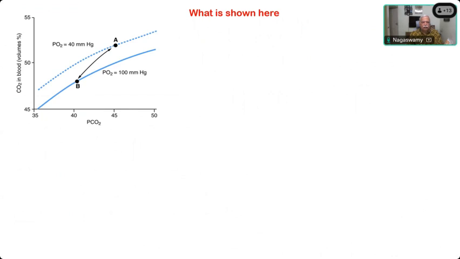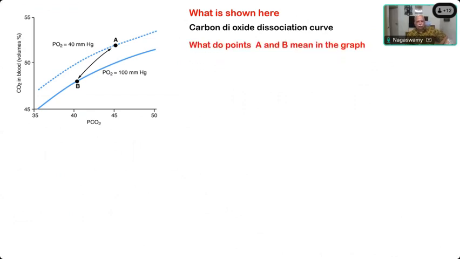Now, what is shown here? This graph. Carbon dioxide dissociation curve. This is just like your oxygen dissociation curve. You have a carbon dioxide dissociation curve also. So you have a curve for carbon dioxide. So what do points A and B mean in the graph?